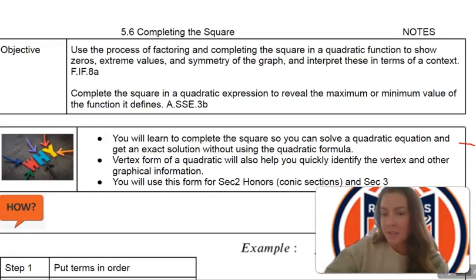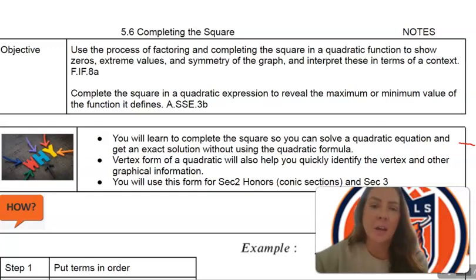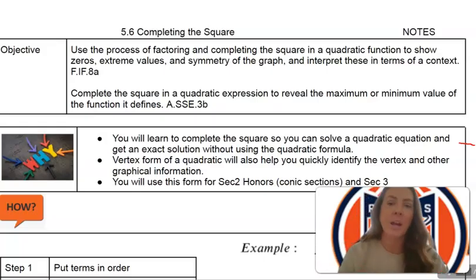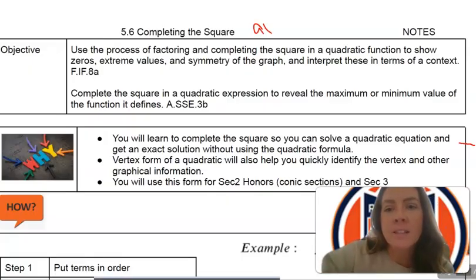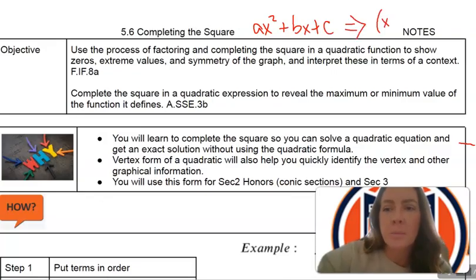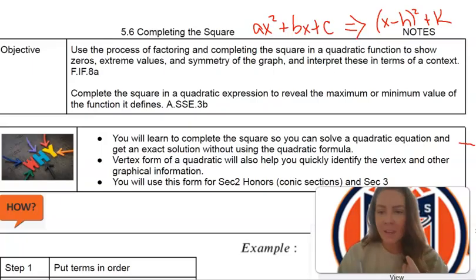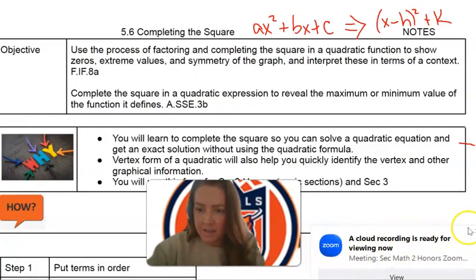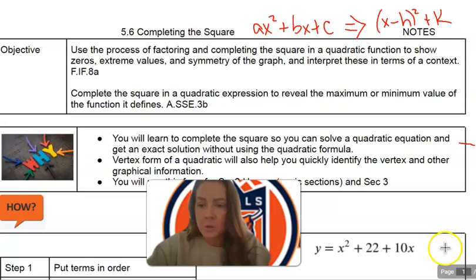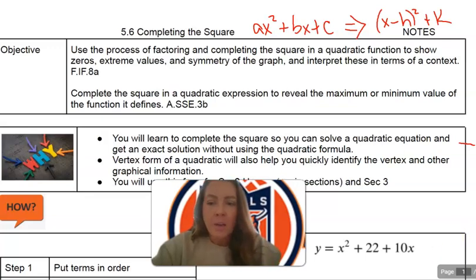Okay, so section 5.6 is going to teach us how to do a format that is called completing the square. Completing the square really takes an equation that is in standard form, like this, and converts it into vertex form. Now, we learned about graphing in vertex form and solving equations in vertex form, and so that's really the benefit, why we would want to do completing the square for this class.